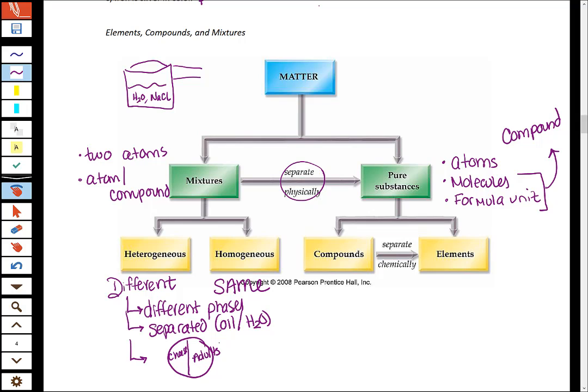So they're not the same throughout. Now, for pure substances, we already talked about how you can separate this into elements, right? Where atoms are the smallest unit of your element, and your compounds are going to either be ionic or covalent. The smallest component of a covalent compound is called a molecule. The smallest component of an ionic compound is called a formula unit.